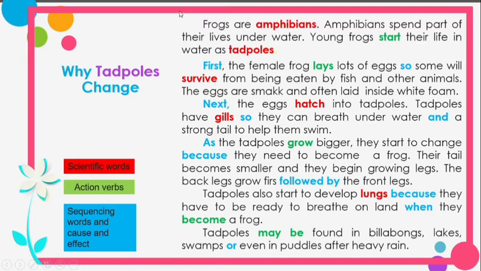So look at the first paragraph. The first paragraph is called the general statement or introduction. The second, third, fourth, fifth, and the last paragraph are called a sequence explanation of the state. How a tadpole changes into a frog. This is the process of the tadpole changing into a frog. So this text belongs to explanation text.